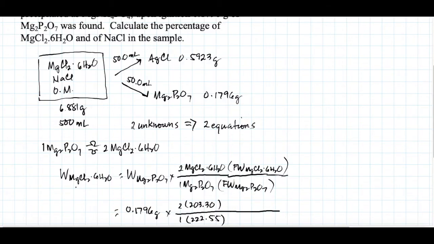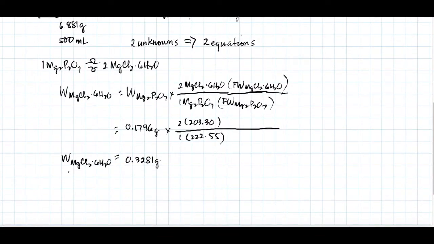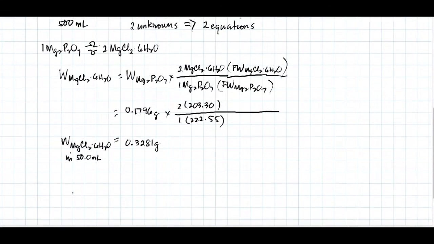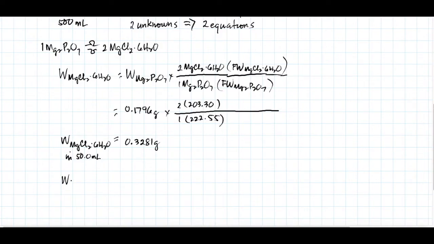But wait, remember, this weight of magnesium chloride hexahydrate came from only a 50 ml portion of the 500 ml solution. And therefore, this weight corresponds to the 50 ml aliquot. Which means we need to calculate the weight of magnesium chloride hexahydrate in the original solution, which is 500 ml. So this is equal to 0.3281 grams times, a simple conversion from 50 to 500, 500 ml divided by 50.0 ml.